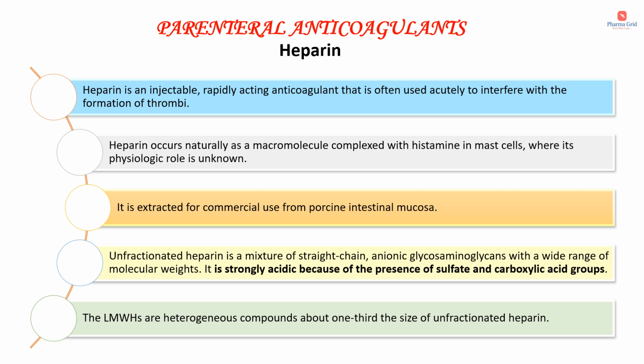So heparin belongs to the parenteral anticoagulants. It is rapidly acting and occurs naturally as a macromolecule complexed with histamine in mast cells. It is extracted for commercial purposes from porcine intestinal mucosa. Unfractionated heparin is a mixture of straight-chain anionic glycosaminoglycans with a wide range of molecular weights. Heparin is strongly acidic due to the presence of sulphate and carboxylic acid groups. Low molecular weight heparins, for example enoxaparin and dalteparin, are produced by the depolymerization of unfractionated heparin, and they are heterogeneous compounds about one-third the size of unfractionated heparin.